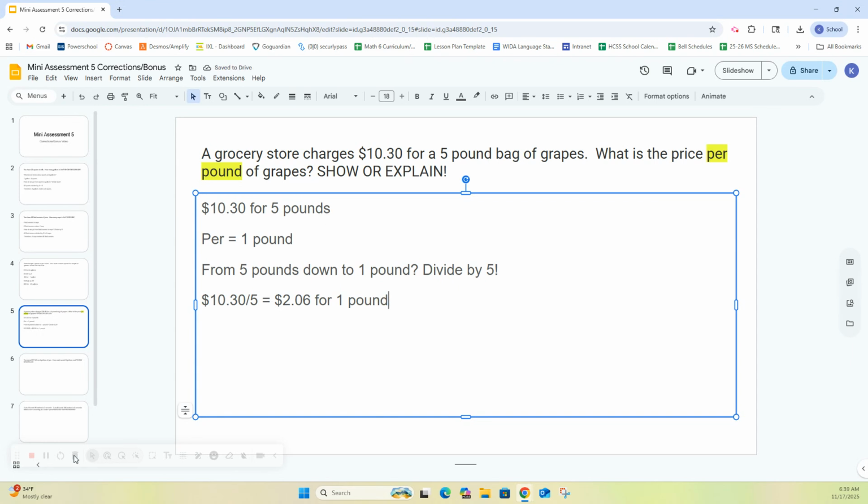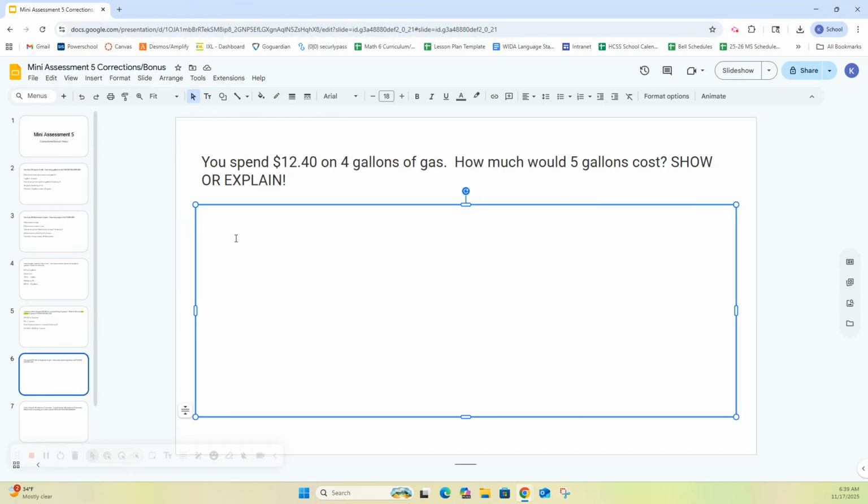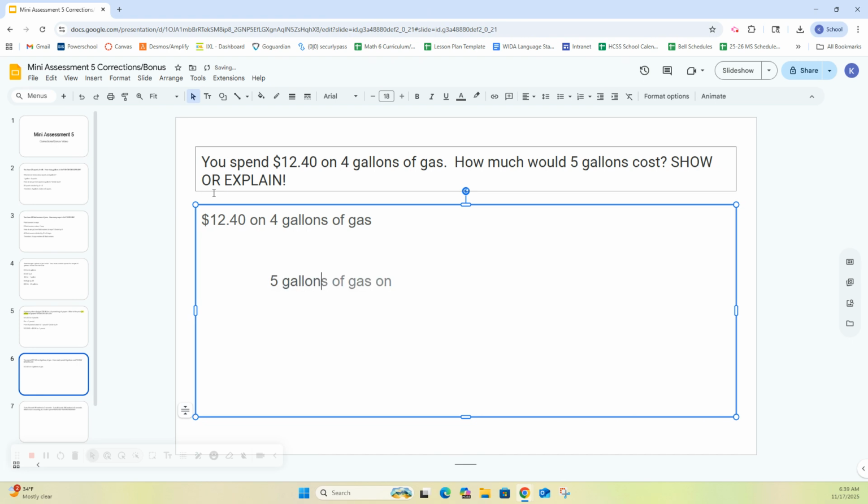All right, let's keep going. You spend $12.40 on 4 gallons of gas. Again, writing down this information because it's going to be important. How much would 5 gallons cost? So that is our end goal, is 5 gallons.